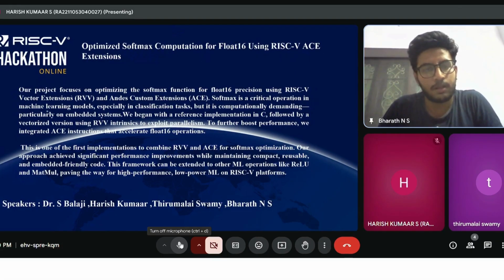But we didn't stop here. We brought in ACE, Andes Custom Extension, a powerful feature specific to Andes cores. These let us issue custom instructions optimized for float 16 math, which gave us a performance edge.